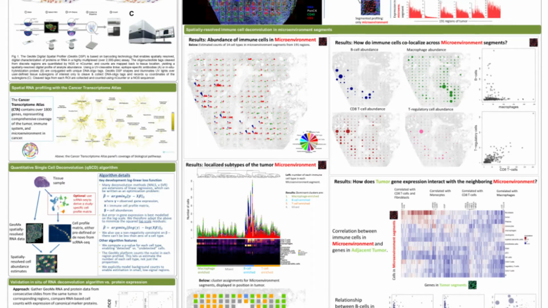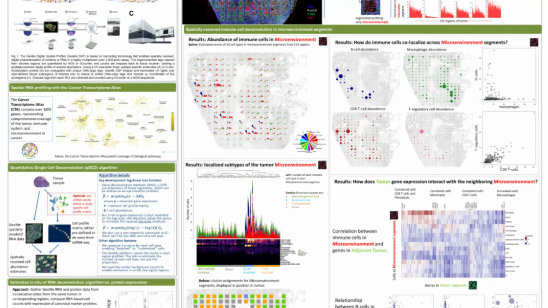I'm Patrick Danaher. I'm a principal biostatistician here at NanoString, and I'm going to be talking about updating immune cell deconvolution for the spatial genomics era. Very brief, our first two panels here are showing the platform and the cancer transcriptome atlas panel, the 1800 gene RNA panel we're using in this experiment. I'll leave you to read about those.